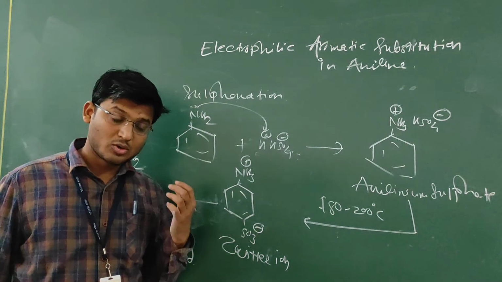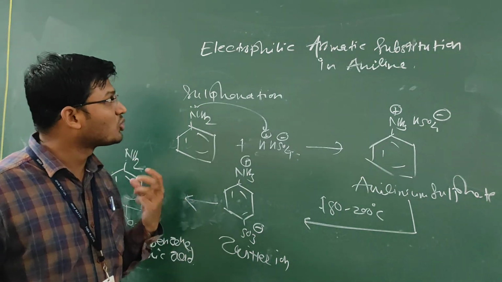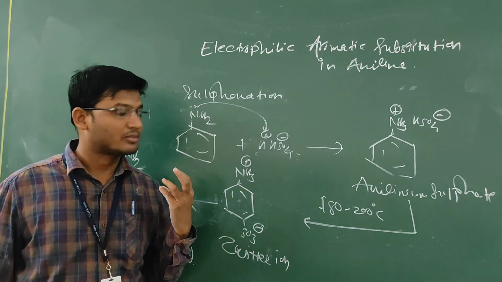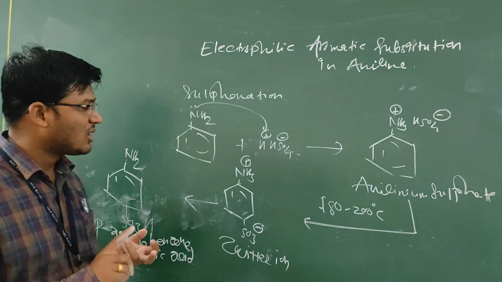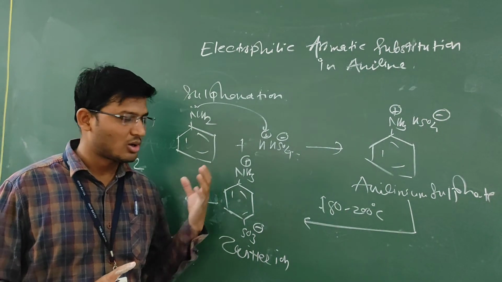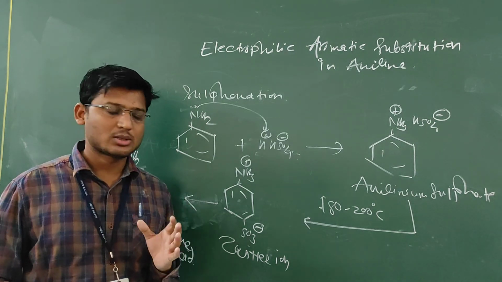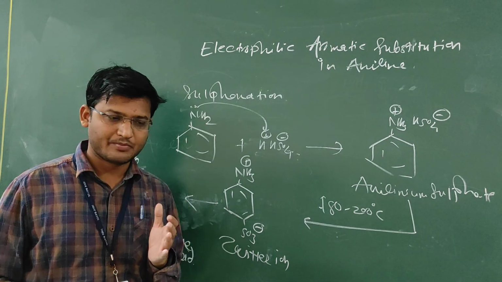This is all about the electrophilic aromatic substitution shown by aniline. It shows bromination, it shows nitration, and it shows sulfonation. This is all about the electrophilic aromatic substitution that takes place in aniline.